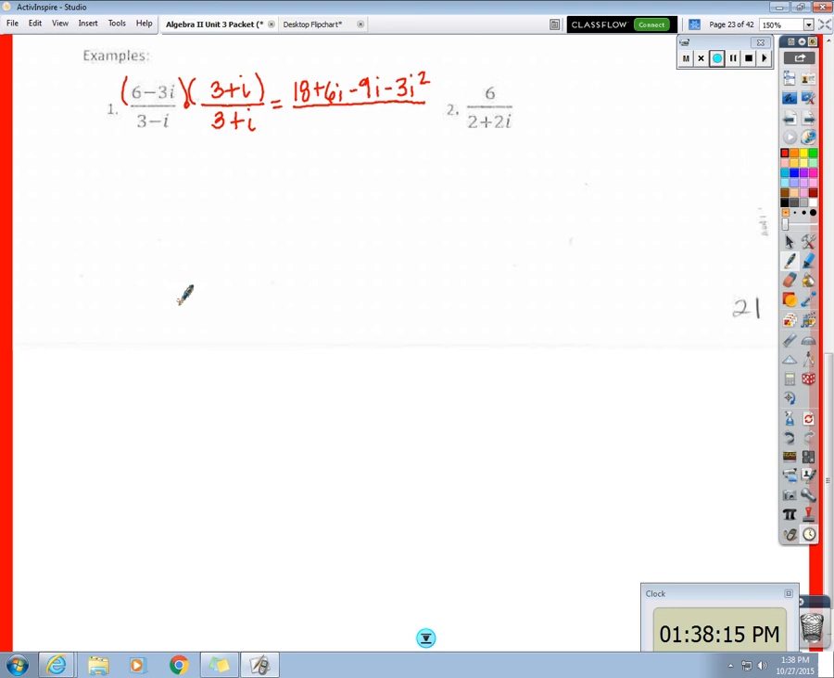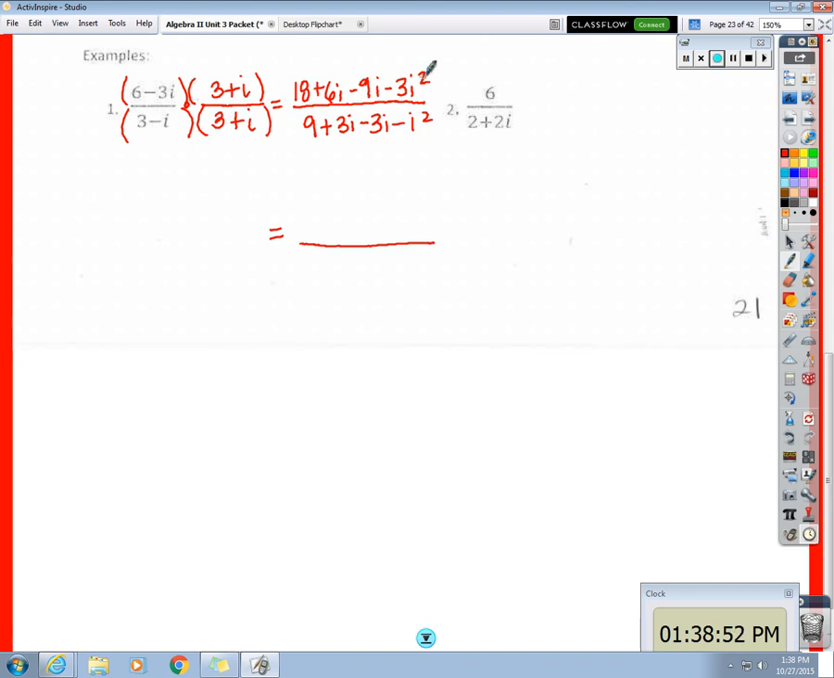Okay, now what do we do to the bottom? FOIL again. So we have 3 times 3 is 9. 3 times i is positive 3i. Negative i times 3 is a negative 3i. And negative i times i is a negative i squared. Okay, now that we've FOILed the numerator and the denominator, we can simplify each one.